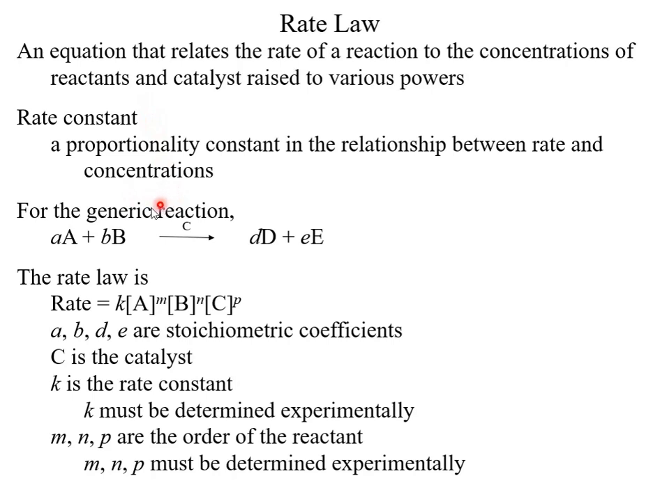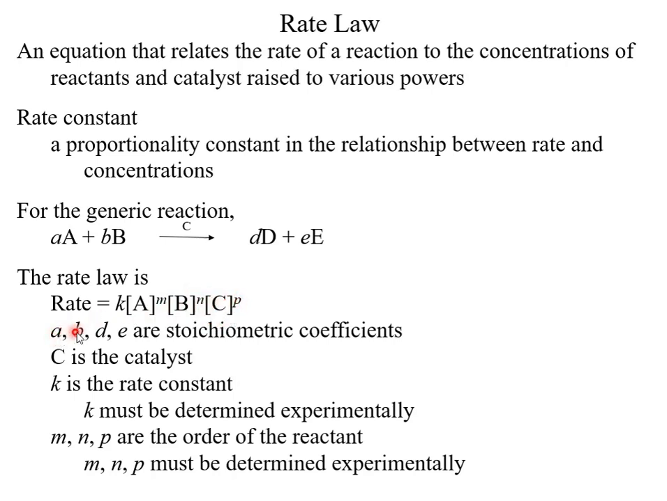So for the generic reaction of A plus B, with the catalyst C present, goes to form D and E, and now the lowercase letters are the coefficients there. The rate law for this is that the rate of reaction is equal to k, which is the rate constant, times the concentration of A raised to the m, the concentration of B raised to the n, and the concentration of C raised to the p.